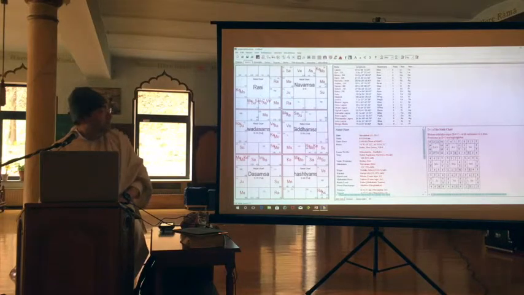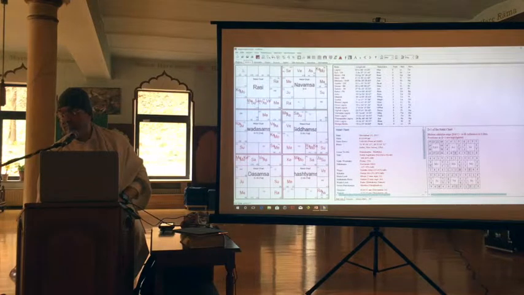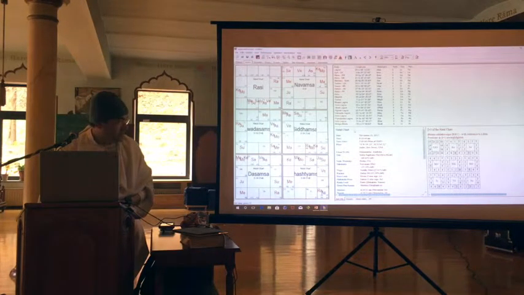Now, this is Aries. Can you see my cursor? This is Aries. Aries, Taurus, Gemini, Cancer, Leo, Virgo, Libra, Scorpio, Sagittarius, Capricorn, Aquarius, Pisces. 12 signs. This is a representation of the sky at 6 o'clock in the morning in New Jersey this morning. Do you see this now? Do we understand it? Any questions on this?